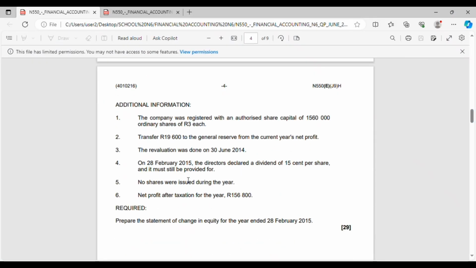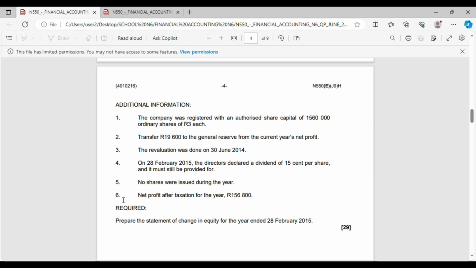It's going to be easy for us to determine the net profit. Why? Because in additional information number 6, we are being told that the net profit after taxation for the year is 156,800. So we don't have to calculate any net profit after tax, because we've been given it. But sometimes you may not be given the net profit after tax, so you have to do some calculations. I'm pretty sure that your lecturer will teach you how to calculate it.